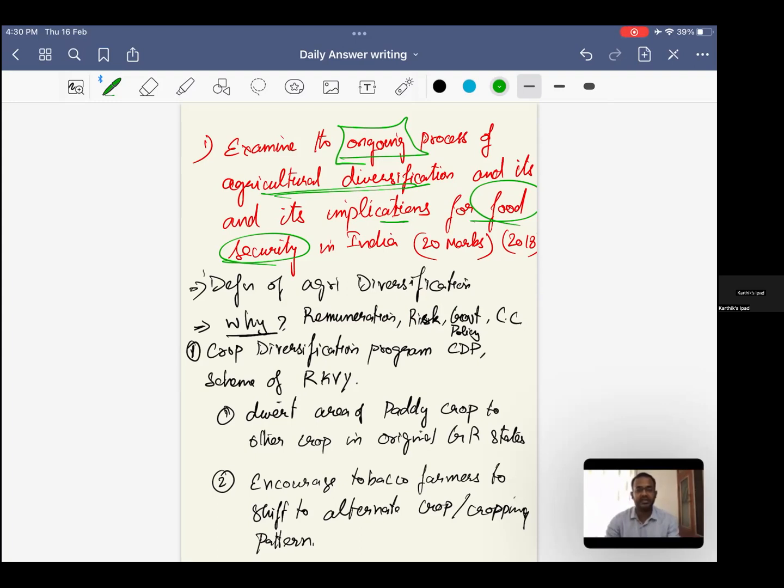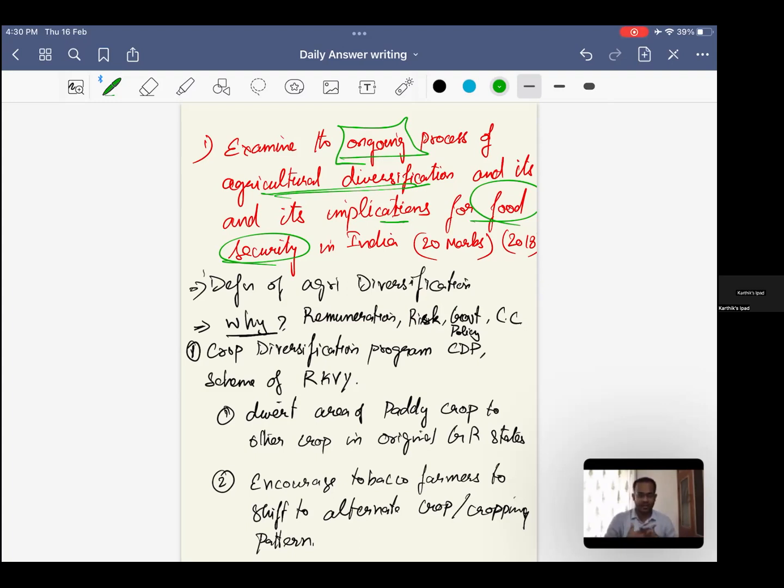After that, you go on with respect to the ongoing process. The first ongoing process is the scheme by the Government of India under RKVY, the Crop Diversification Program, CDP, which has two objectives. One is for the Green Revolution states, where the original Green Revolution has largely meant a paddy-wheat cropping pattern. We wanted to divert that to other alternative crops.